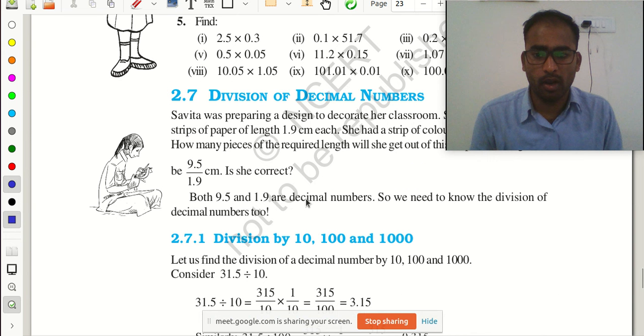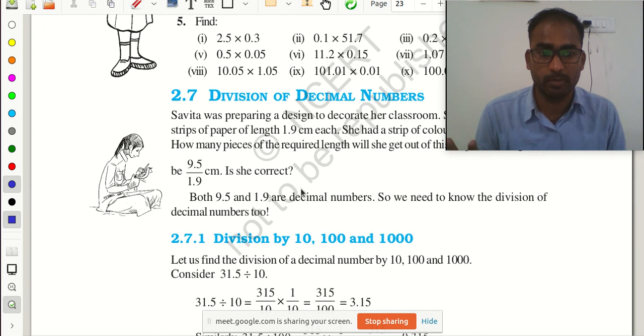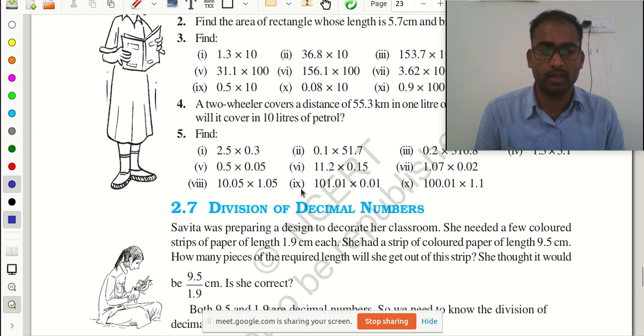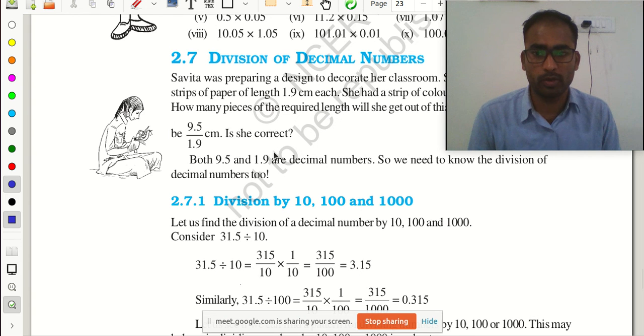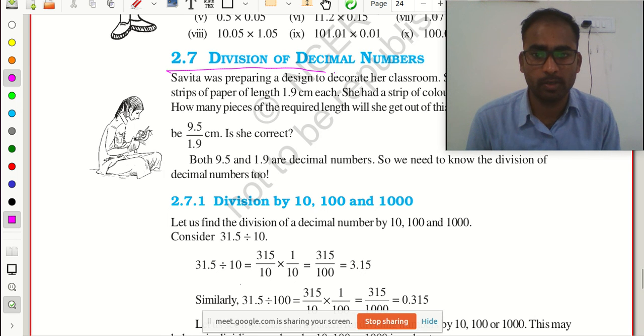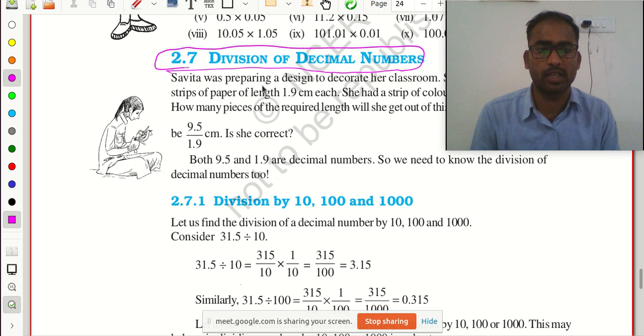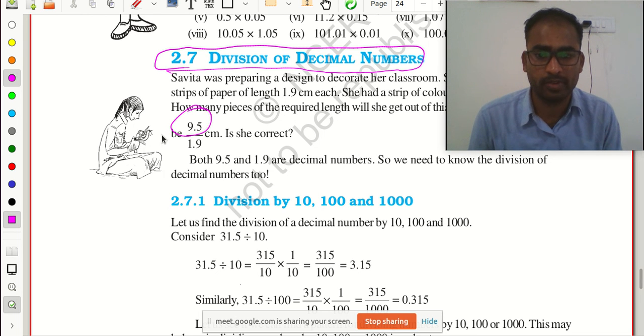And how to divide? Division of decimal numbers. Till now we learned about the multiplication of decimal numbers, multiplying with 10, 100 and 1000, and addition of decimals. Now we will learn about, I think, the last concept in decimals. With this we are going to complete our second chapter also. Division of decimal numbers: I need to divide two decimal numbers. Here 9.5 is one decimal, 1.9 is the other decimal. So I need to divide. What is its value? 9.5 I can write as 95 by 10. Clear?